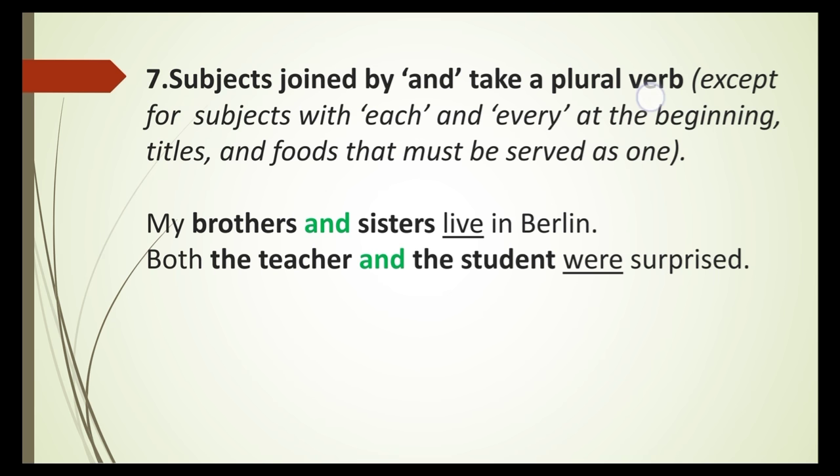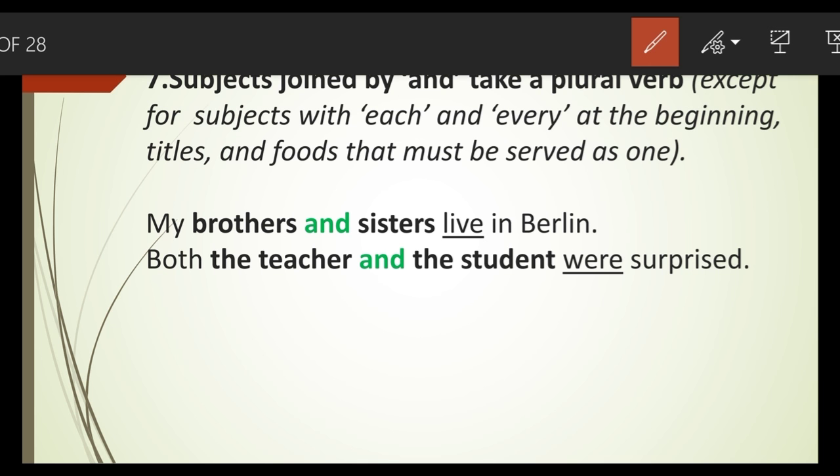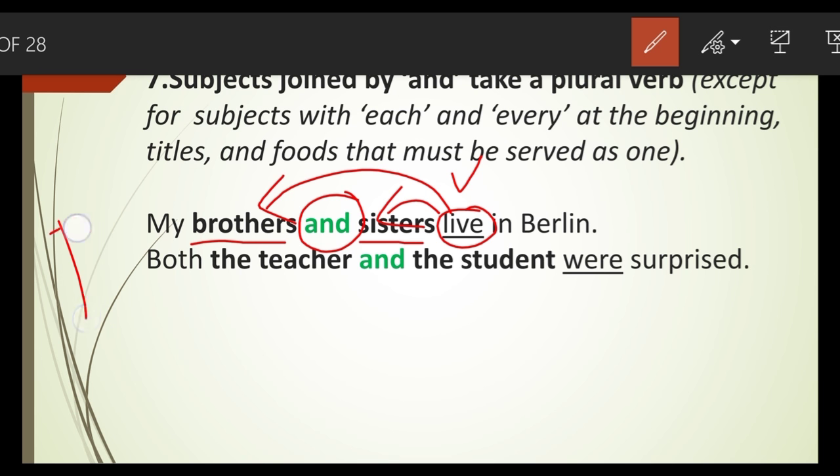So, let's talk about the examples. Here, my brothers and sisters live in Berlin. So, ano po yung subject dito? Ang subject natin dito ay yung brothers and sisters or my brothers and sisters joined by and yan. So, ang ating verb ay live without S. Kasi nga, we have two subjects, brothers and sisters. So, plural yan. Okay? So, dapat plural din yung verb natin, walang S.